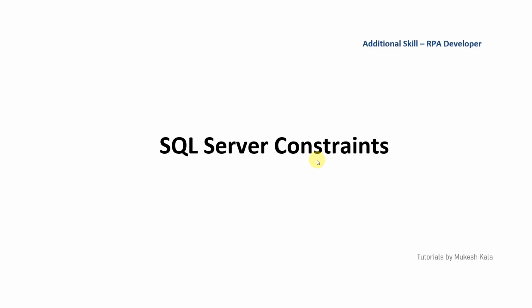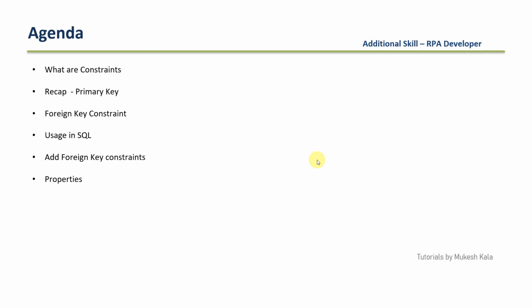Talking of the agenda, this would be our agenda for today. We are going to have a quick recap on the constraints and what the primary key is. Then we are going to jump to the foreign key constraint. We will see how I can use it in SQL, how to add a foreign key constraint, and we'll explain the properties of using foreign keys. And all of this we are going to do in a step-by-step demo.